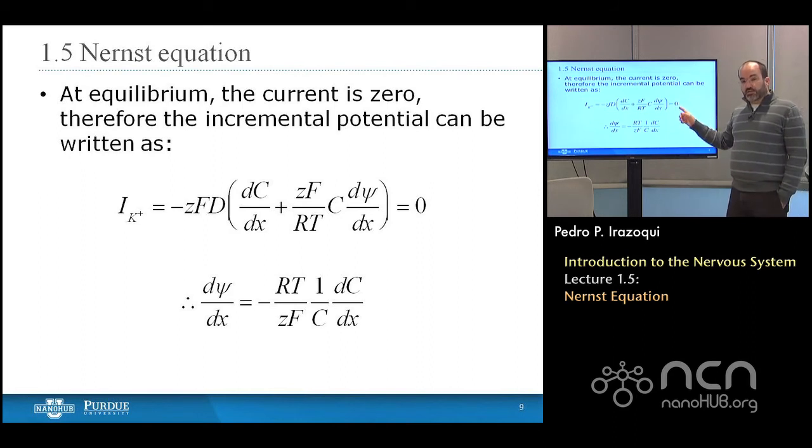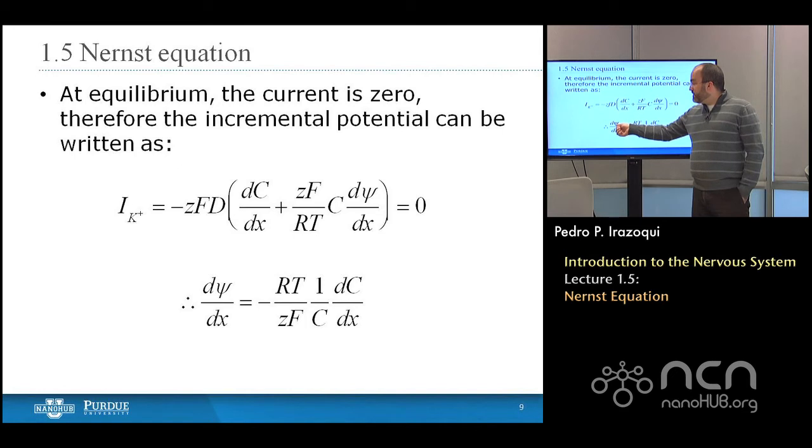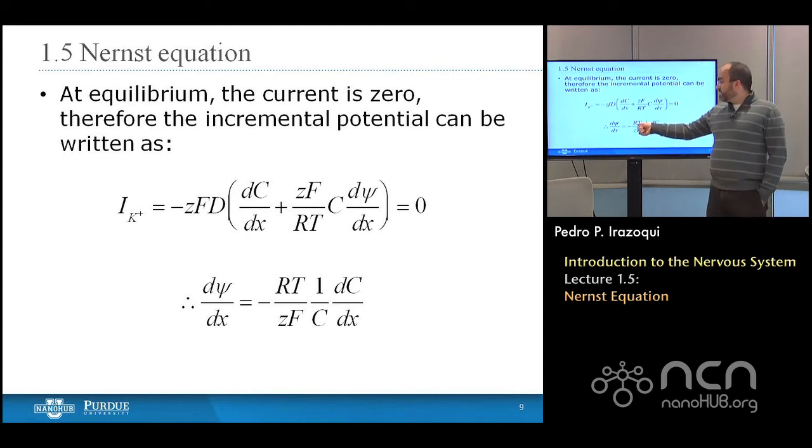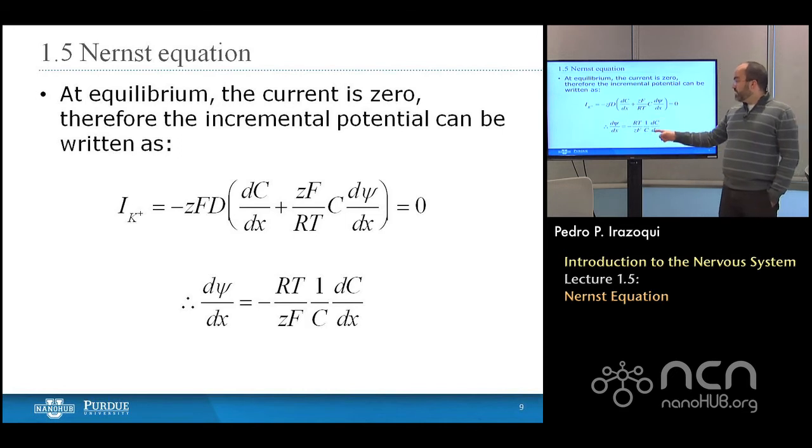And if it's equal to 0, then we can rearrange the terms on both sides of the equation to say that the derivative of psi, the local potential, with respect to x, will be equal to the gas constant times the absolute temperature divided by the valence times Faraday's constant. All of these are constants with a negative in front, multiplied times 1 over the concentration, times the derivative of the concentration with respect to x.